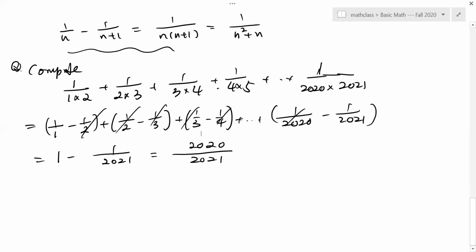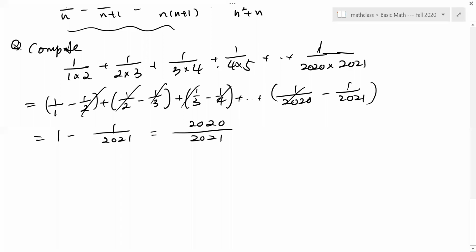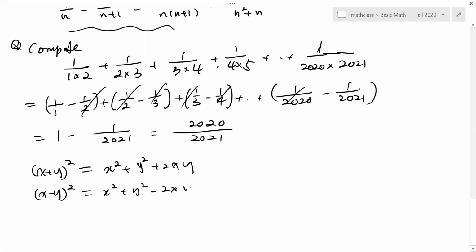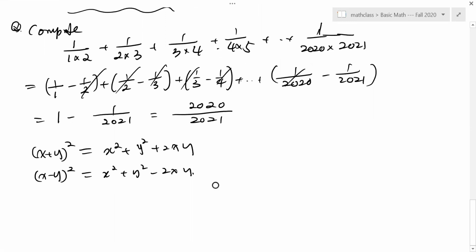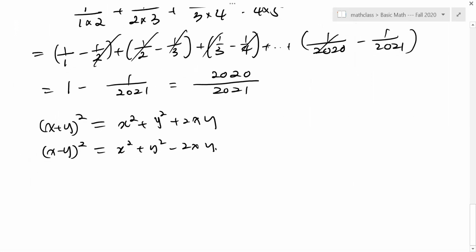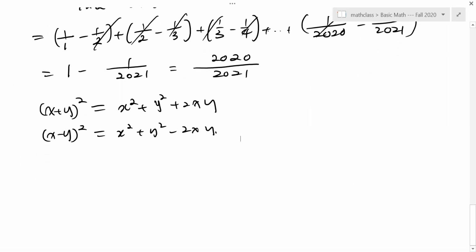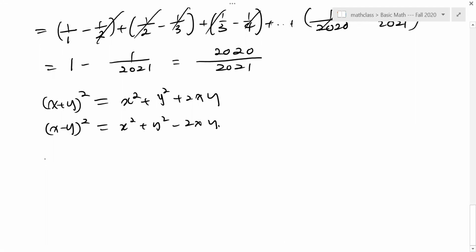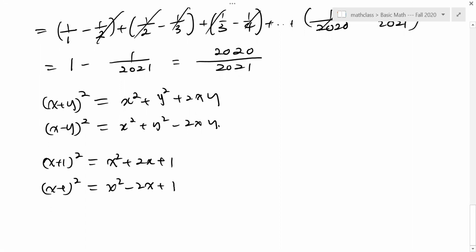All right. Before we do the next problem, let's go over some formulas. (x plus y) squared is going to be x squared plus y squared plus 2xy, or you can write 2xy in the middle. Then (x minus y) squared is going to be x squared plus y squared minus 2xy. We will use these types of formulas over and over again. In particular, (x plus 1) squared is x squared plus 2x plus 1. (x minus 1) squared will be x squared minus 2x plus 1.